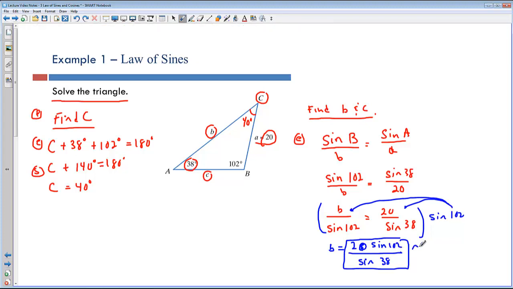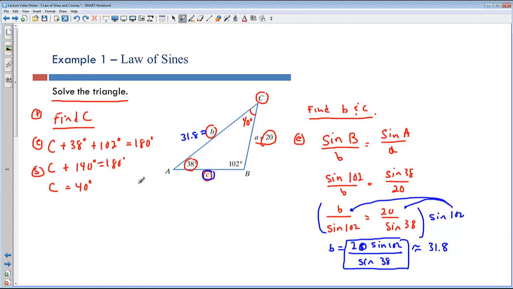So approximately 31.8. So that's my side B here. If you want, I can write this down here, approximately 31.8. And now I need to find my other side C. Now when I find side C, I won't use this approximation because it'll make me off a little bit more.